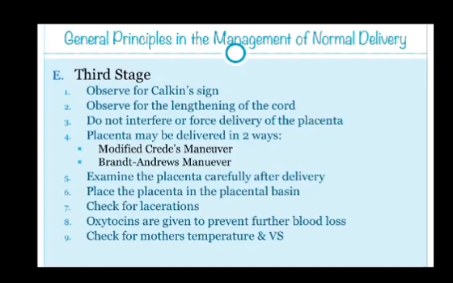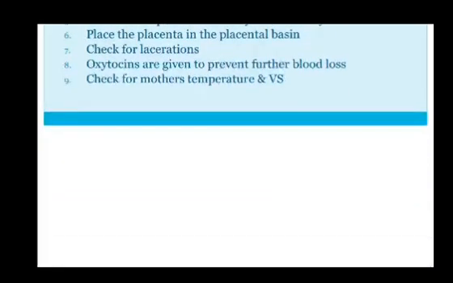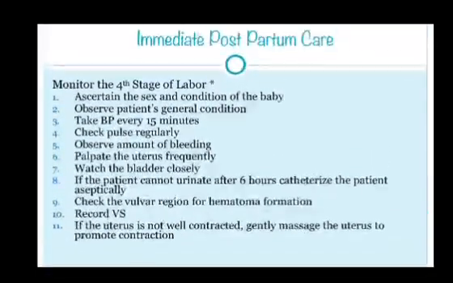Third stage: observe the Calkin sign. Observe for the lengthening of the cord. Do not interfere or force the delivery of the placenta. Placenta may be delivered in 2 ways. One is the modified Credé maneuver and another one is the Brandt-Andrews maneuver. Examine the placenta carefully after the delivery. Place the placenta in the placental basin. Check for laceration. Oxytocics are given to prevent further blood loss. Check for the mother's temperature and also the vaginal temperature.